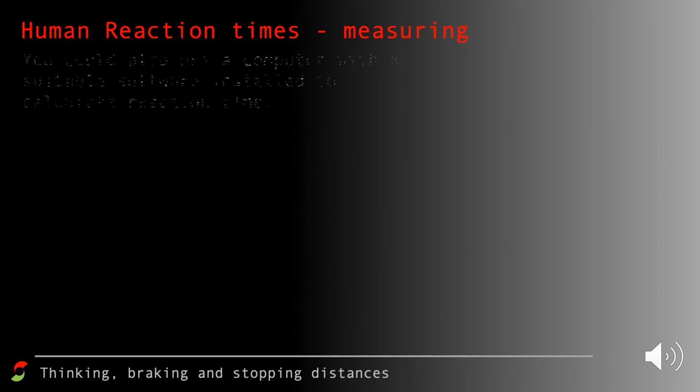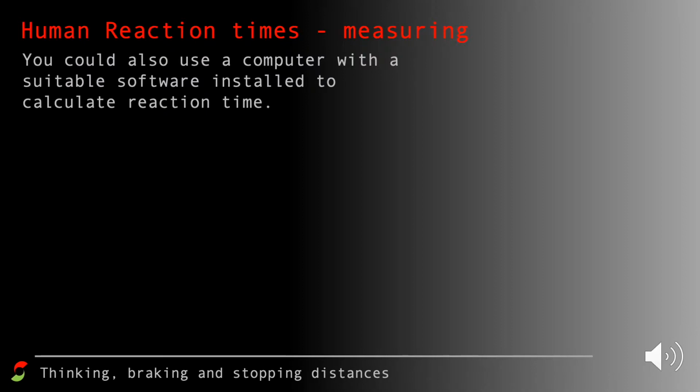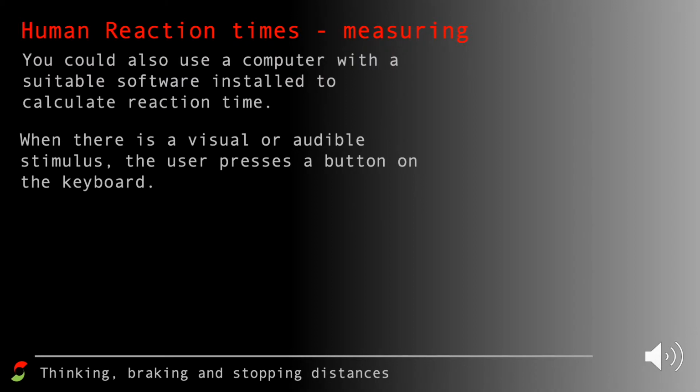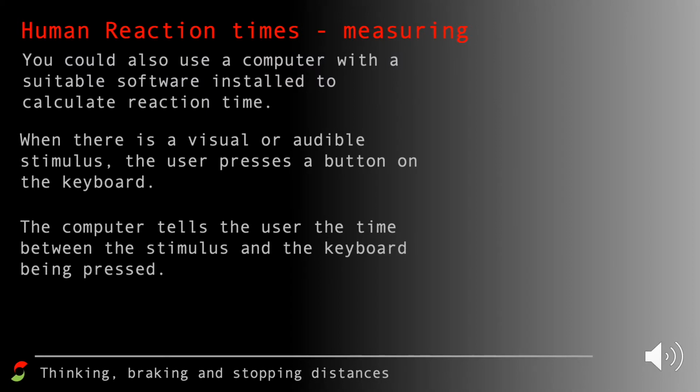There is a way of doing it though. And you can use a computer with some software installed, or a web-based app perhaps, where there is a visual or an audible stimulus, and a noise or something appears, and you're asked to press a button on the keyboard, and the computer directly tells you the time between the stimulus and you pressing the keyboard, and that does tell you what your reaction time is. And they're usually very quick and reliable, and you can do lots of repeats. So that is a very good method of measuring your reaction time. And if you'd like to have a go, go on to humanbenchmark.com and you can have a little bit of fun with your reaction times.